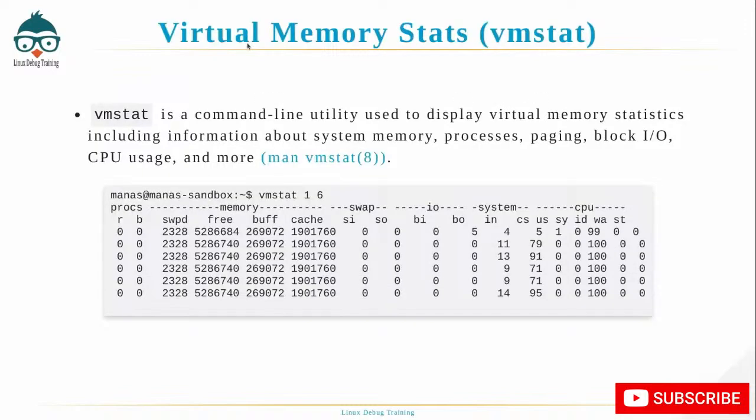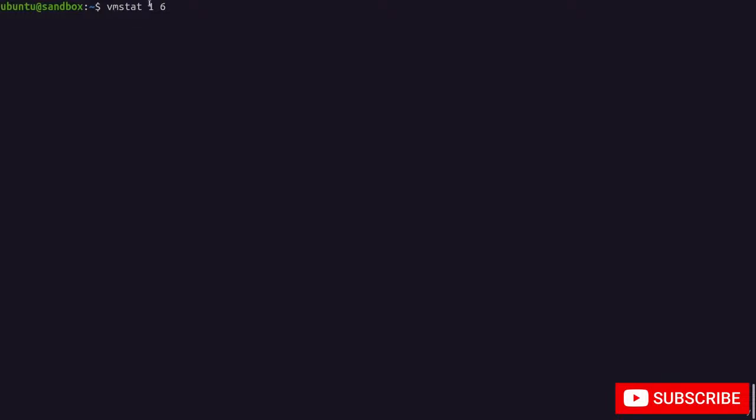vmstat, or virtual memory stat, is a command line utility to display the virtual memory statistics, including the information about system memory, processes, paging, block I/O, CPU usage, and more. In our example below, we are using 6 snapshots of vmstat at 1 second interval. Let's take a look at the live example. In this command, we are using the arguments 1 and 6, which means vmstat will dump 6 snapshots at the interval of 1 second each.